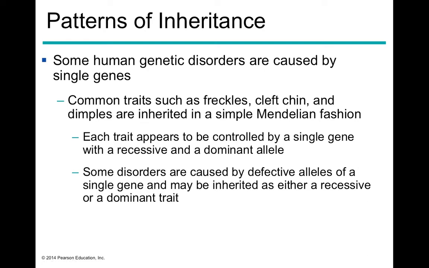So multiple traits are going to be inherited in a simple Mendelian fashion. Although I just gave you all those exceptions to the rule, a lot of things are carried that way. Things like cleft chin or freckles, right? Most of the traits are actually controlled by a single gene with a recessive and a dominant allele. But some disorders are caused by defective alleles of the single gene, and they can be inherited either as a recessive trait or as a dominant trait.